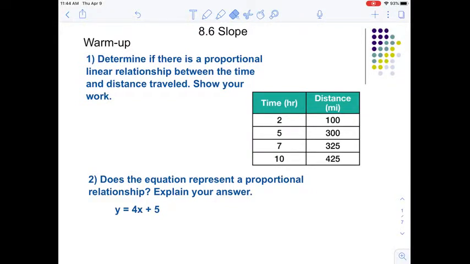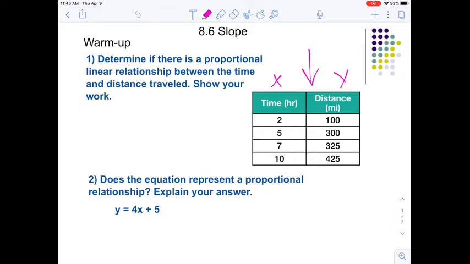This lesson is 8.6 on slope. So first we're going to do the two warm-up problems. For this first problem, we are going to look at this table and determine if there is a proportional linear relationship. My time is going to represent my x, and my distance is going to represent my y.